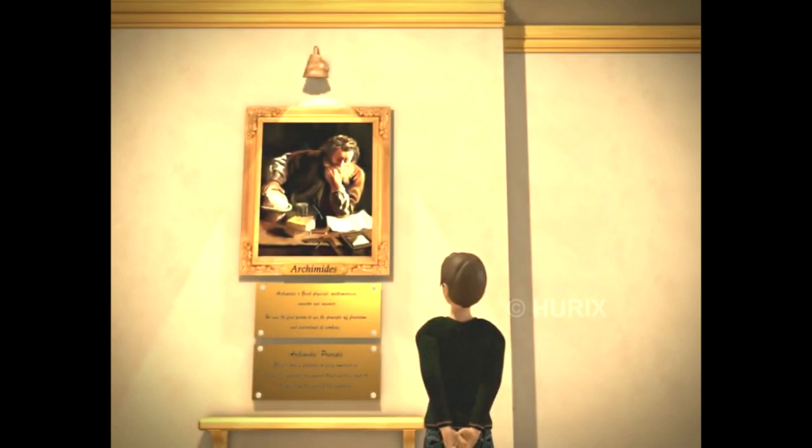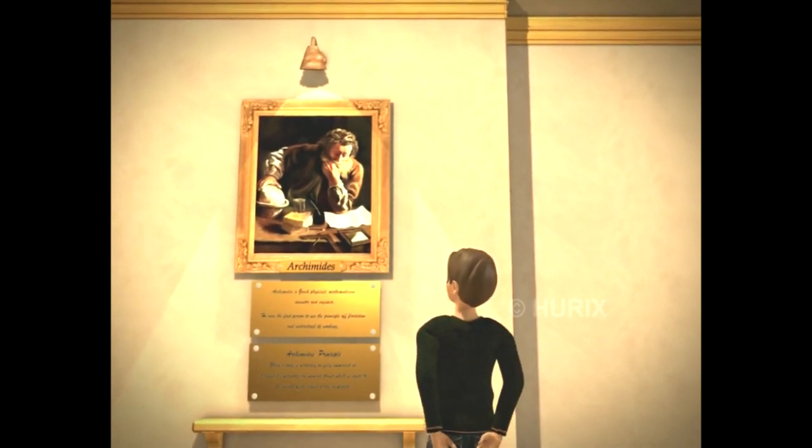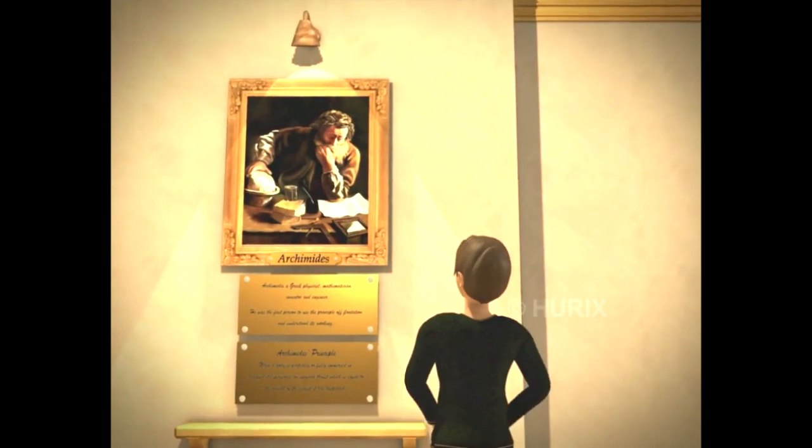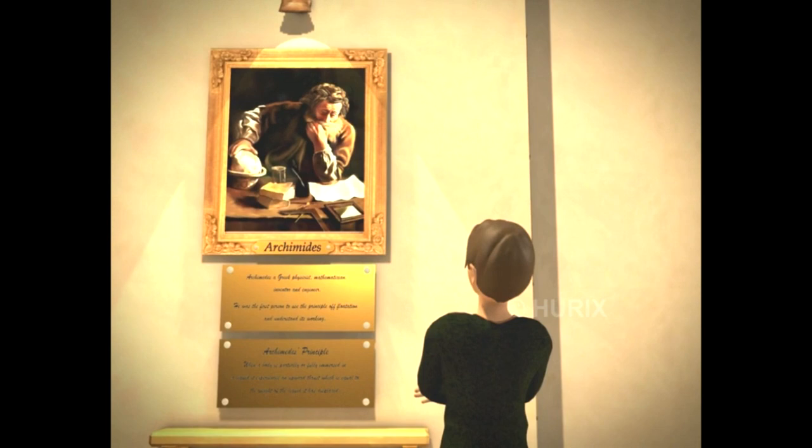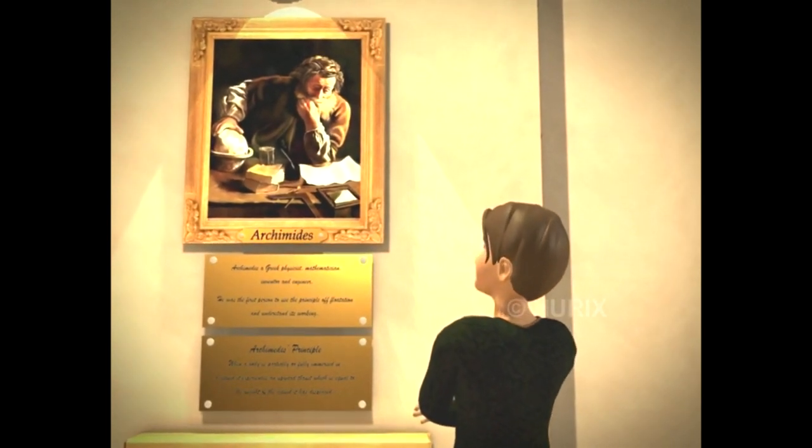The boy notices a portrait placed at the center of the museum. The portrait is of Archimedes. Archimedes noticed that when an object is placed in a liquid, the object displaces some liquid. This understanding formed the basis of his further work in this field.